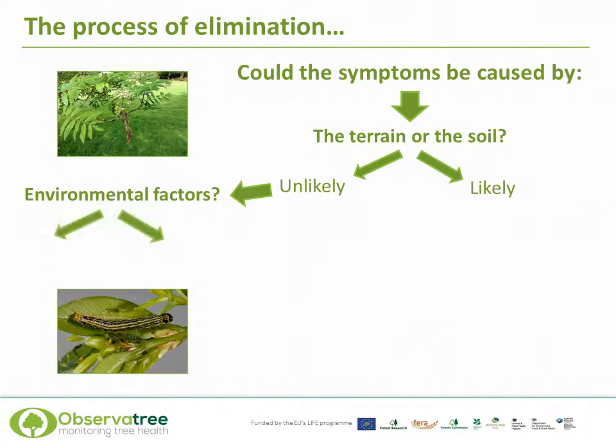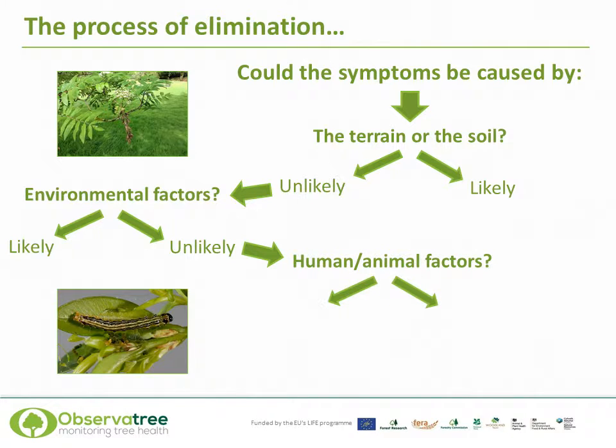What has the weather been doing recently? Has there been an extreme weather event, such as a late frost or a period of drought? Again, if it looks unlikely, we can move on to the possibility of damage being caused by humans or animals. Has there been management in the area? Or has there been an issue with deer or squirrels, which are known to damage trees? Again, if unlikely, we can start thinking about the possibility of the observed symptoms having been caused by a pest or disease.